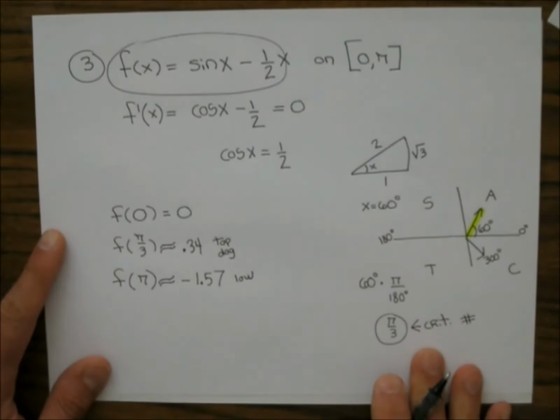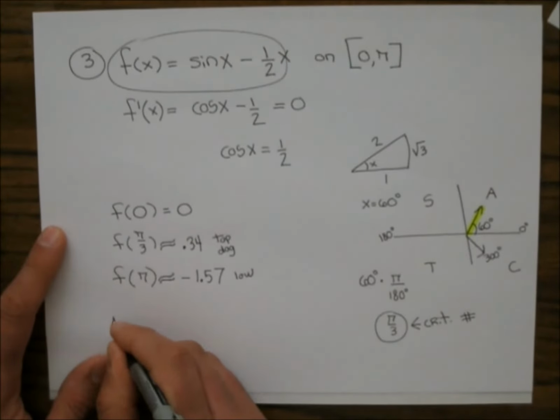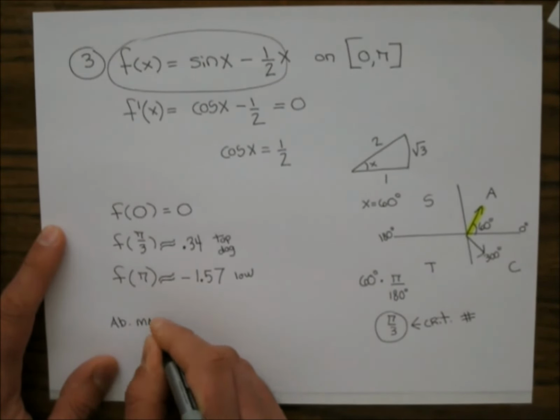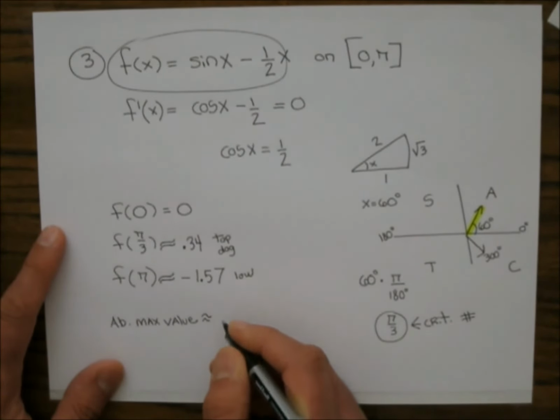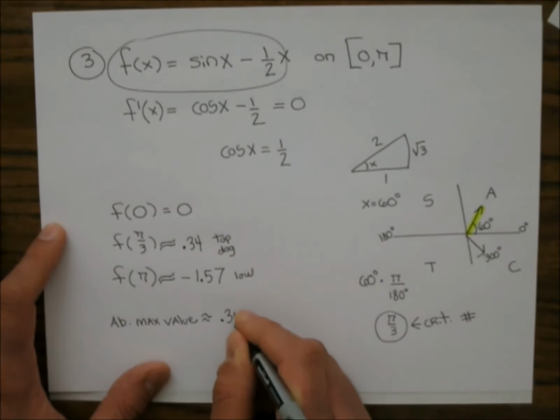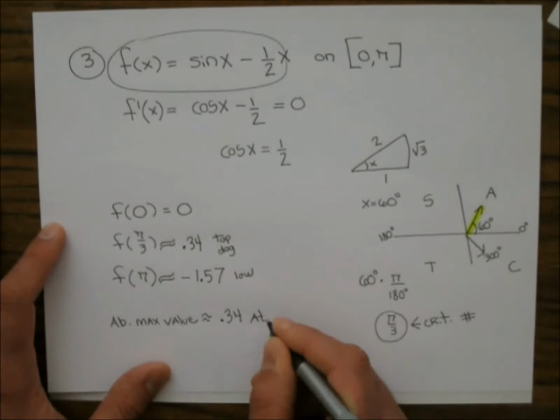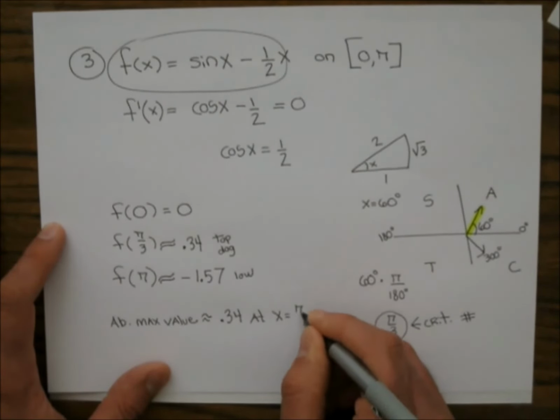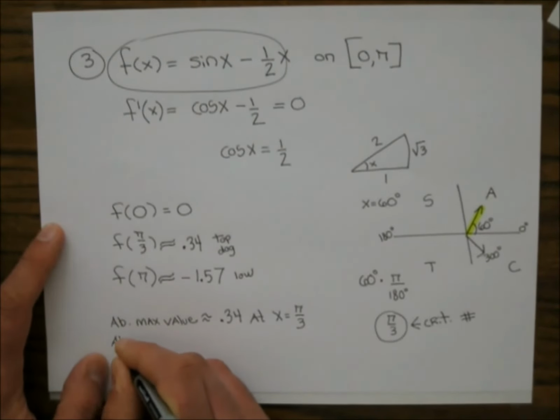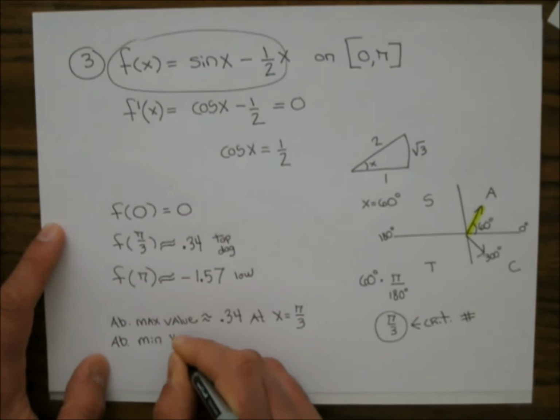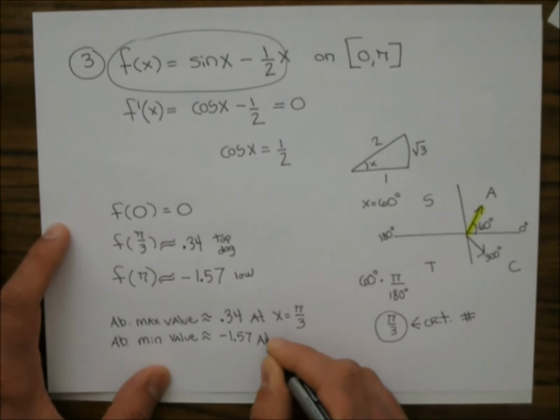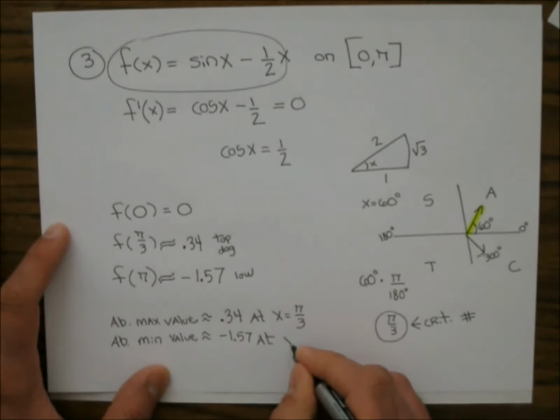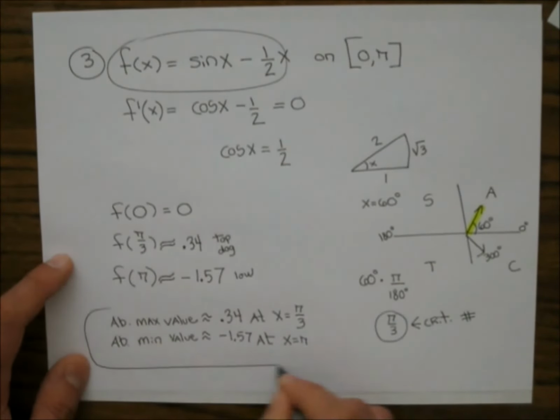So how are we going to write our answers? We're going to write our answers like we've been writing our answers. The absolute max value in that interval is approximately 0.34, and this happens at x equals pi thirds, and the absolute min value is approximately negative 1.57, and this occurs at x equals pi. So we're done with this problem.